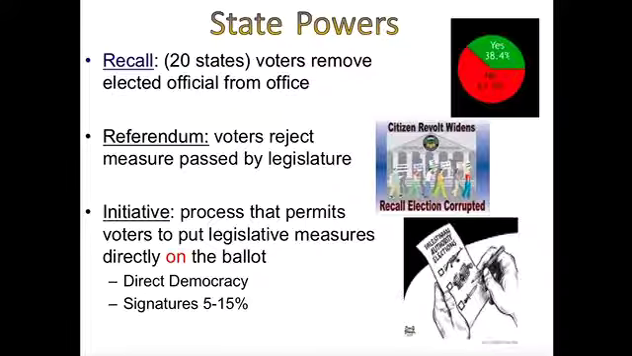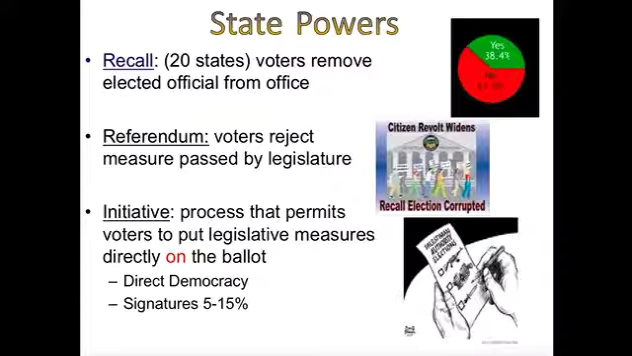State powers also have, I just wanted to make sure that we included these terms: recall, referendum, and initiative process. So a recall vote can be taken. This is a state initiative, and if 20 states do this, voters can remove an elected official from office. California had one where they tried to recall their governor several years ago. A referendum vote is when voters reject a measure passed by the state legislature. The legislature has passed a law, they put it to the voters, the voters reject it, and therefore that is a power that the people have in the state government.